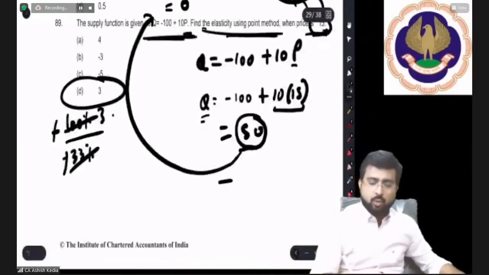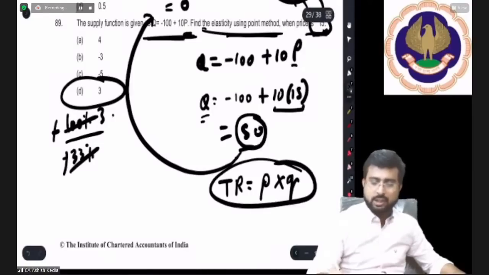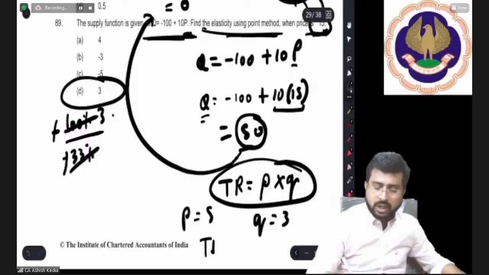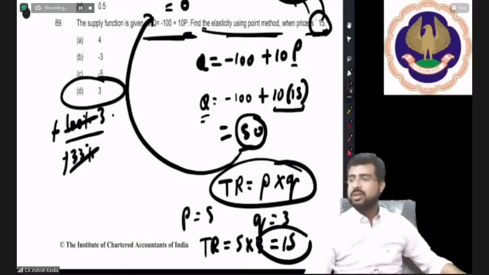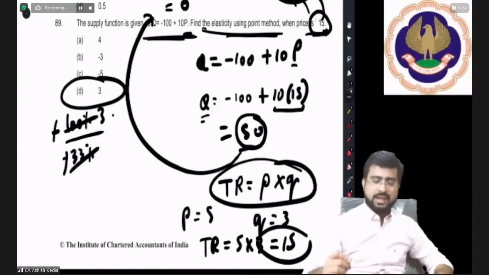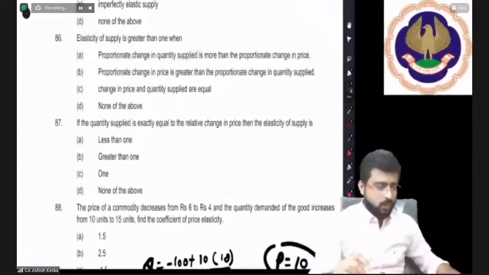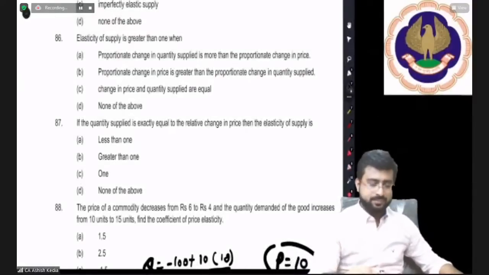And now you are asking what is total revenue? Total revenue is nothing but price into quantity. So suppose you sell 3 units, price is 5 rupees. So total revenue will be 5 into 3, 15 rupees. That is total revenue. As easy as that. Understood? That's total revenue. Okay, friends? Yes. Moving on. Pay attention, everybody.